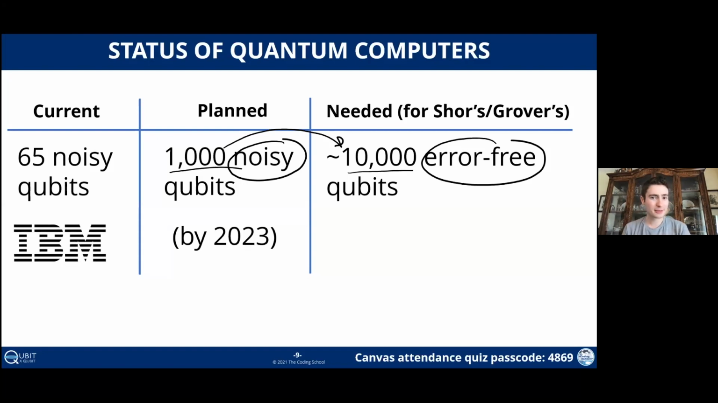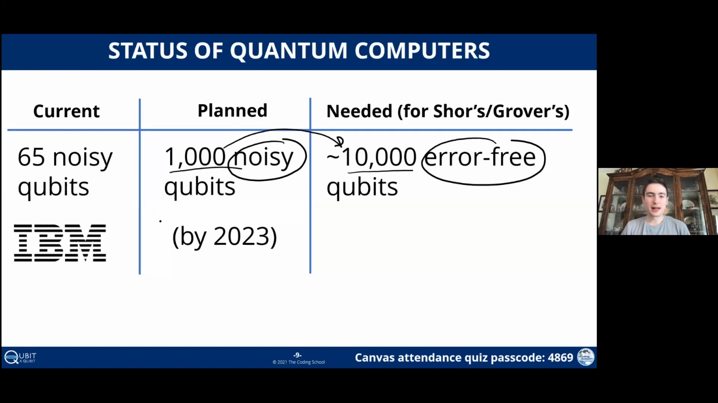And we talked briefly about something called error correction, right? So that would probably be how we do this in the near term. We use noisy qubits to construct error-free qubits. And error correction schemes that I'm aware of generally use somewhere on the order of 10 times the number of noisy qubits to create an error-free qubit. So again, using very, very rough numbers here, you might need 100,000 noisy qubits to create 10,000 error-free qubits to finally run Shor's or Grover's algorithms. So if you needed somewhere on the order of 100,000 noisy qubits, we're still quite a ways away from that.